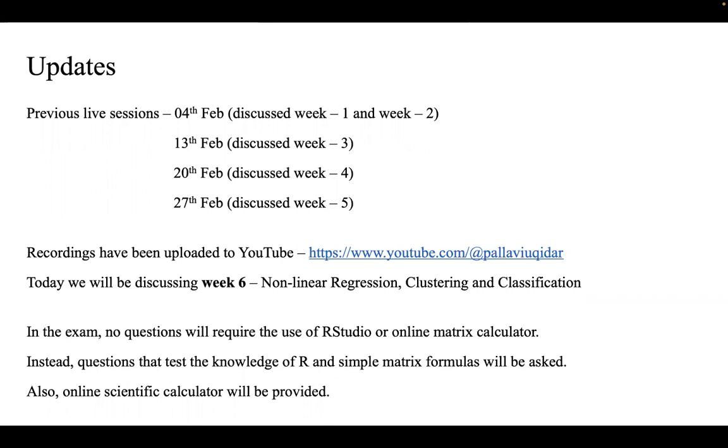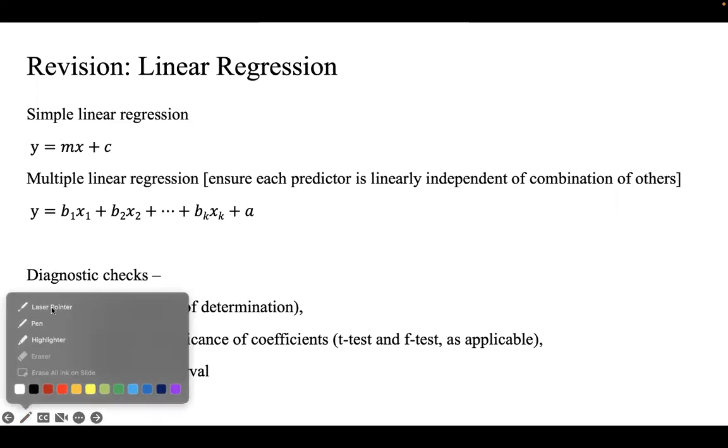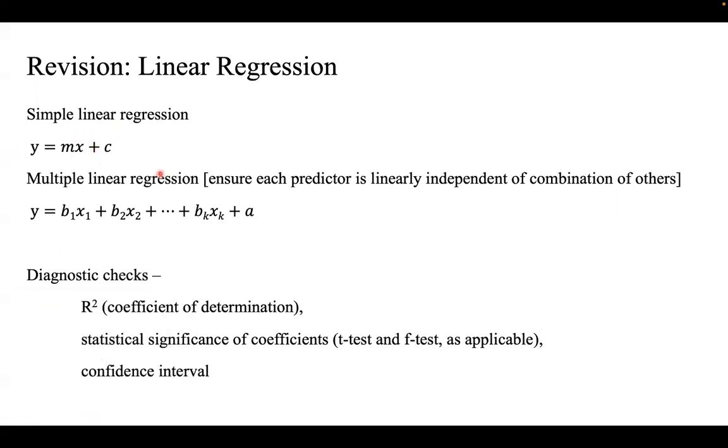Right. So just a quick revision about what is linear regression and what we've learned in week 5. We have been taught about simple linear regression and multiple linear regression, right? And they follow this general equation: y is equal to mx plus c. So a linear relation between this x, which is called the independent variable or the predictor, and y, which is called the outcome or the dependent variable.